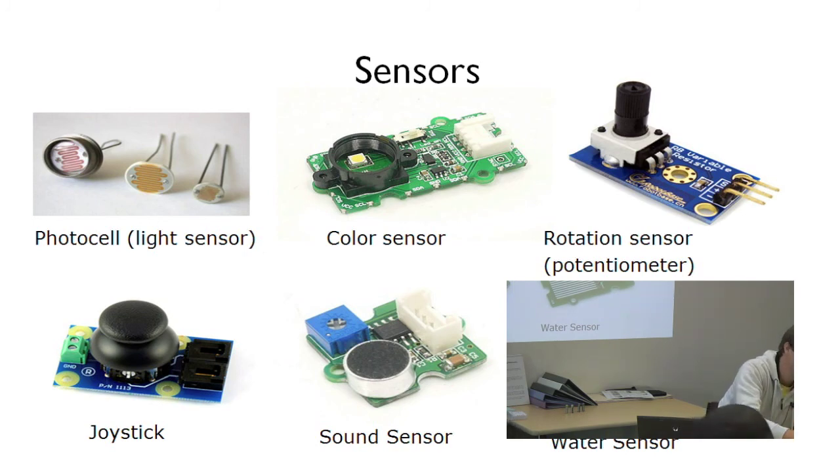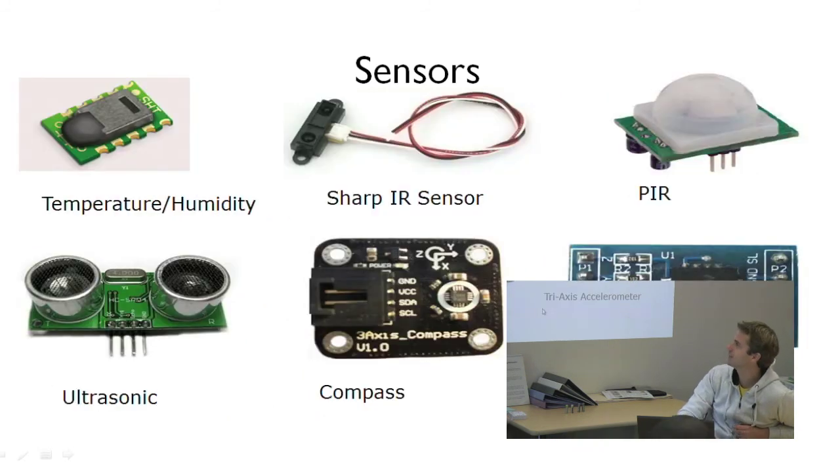A potentiometer is a resistor that you twist, like a volume dial on something. So essentially you twist this part and it changes resistance. Joystick, sound sensors, water sensors. What's that? Yeah, there will be stuff down there.